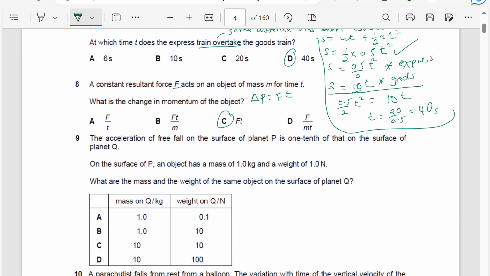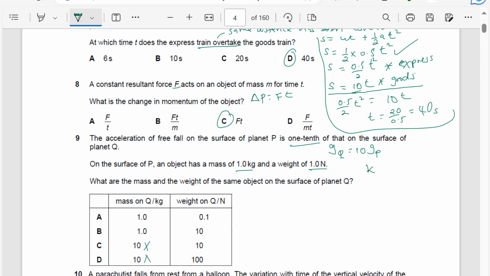The acceleration of free fall on the surface of planet P is 1/10 of that on the surface of Q. So in other words, we can say g on Q is going to be 10 times g on P, because g on P is a tenth of g on Q. On the surface of P, an object has a mass of 1 kilogram and weight 1 newton. What are the mass and weight of the same object on the surface of planet Q? Of course, mass must remain the same, so we ignore C and D.